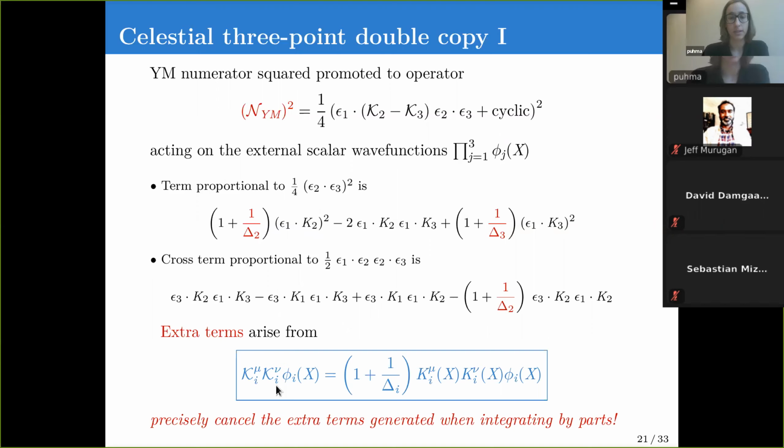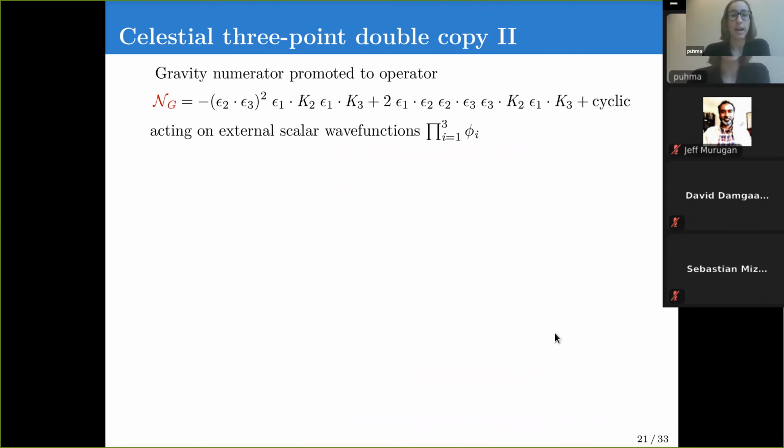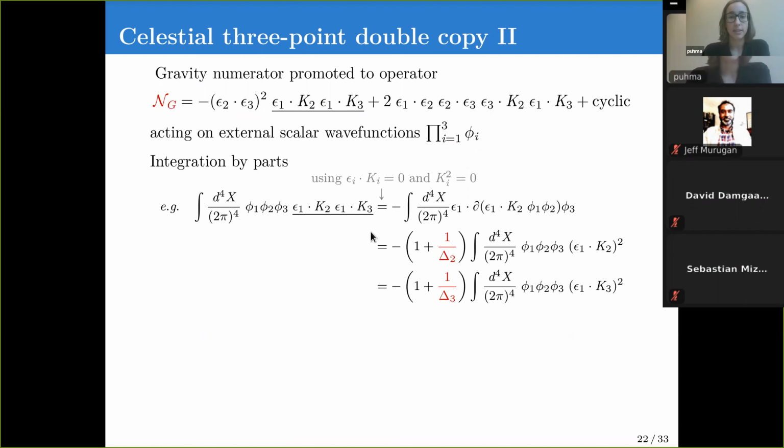So when two of these differential operators of the same type, of the same label I, act on a wave function, they produce for you these extra terms, 1 over delta times two factors of the celestial momenta times the wave function. And these extra terms shown in red here is precisely what is needed in order to cancel the extra terms that I mentioned before that arise when integrating by parts. So how does that work? We have the gravity numerator given by this expression where we have acted already on the scalar wave functions to get the celestial momenta. Now let's focus on some particular terms in here, for example, the one that I underlined. If we integrate by parts this term in the amplitude a couple of times and we use the gauge choice, which remains the same in this new basis for the celestial momenta, namely that the polarization vectors dotted into the momenta vanish, and also the fact that the celestial momenta, just like the momentum space counterparts, are null.